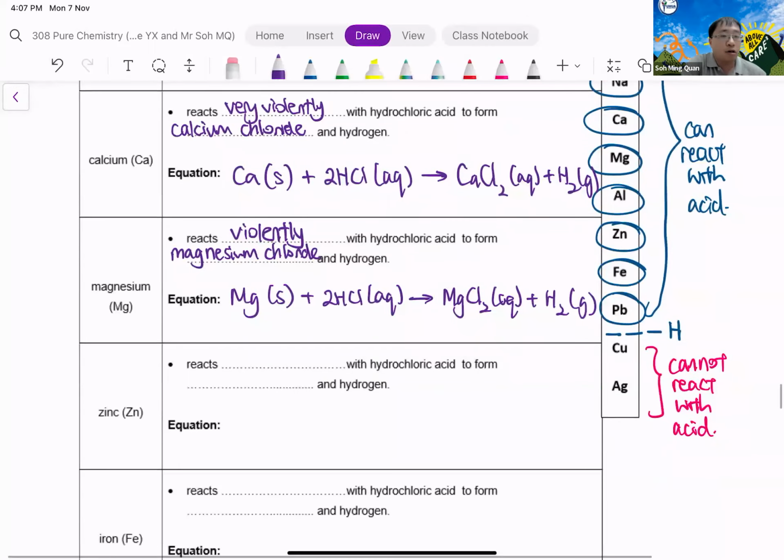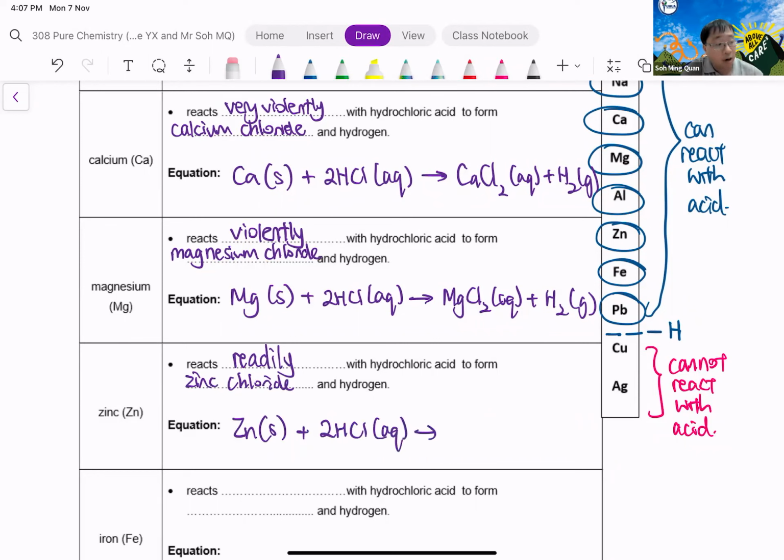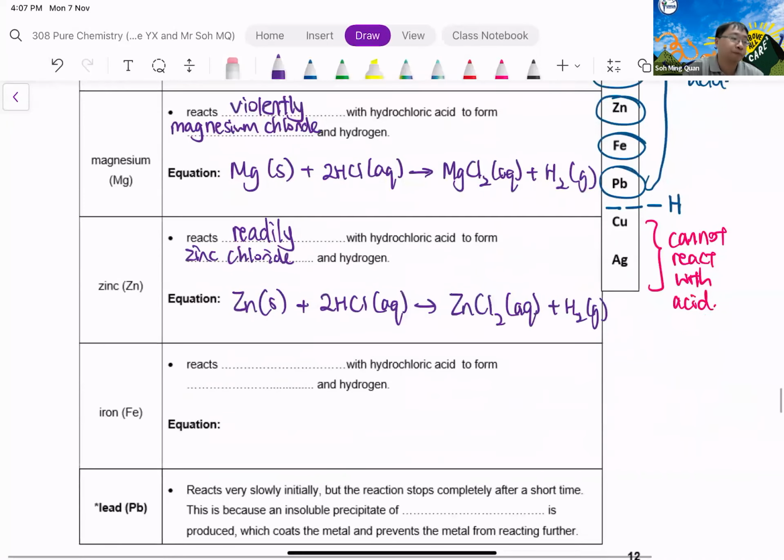Okay. So very violently. The next one, what do you think the word would be? Zinc. Zinc reacts readily with HCl to form zinc chloride and hydrogen. Okay. So let's remind ourselves, zinc forms Zn2+. So zinc at first has no charge, plus HCl. Zinc chloride is ZnCl2, plus hydrogen gas, H2.